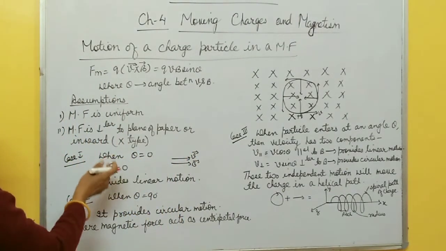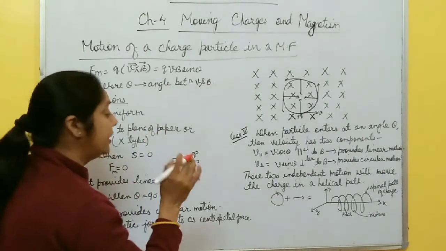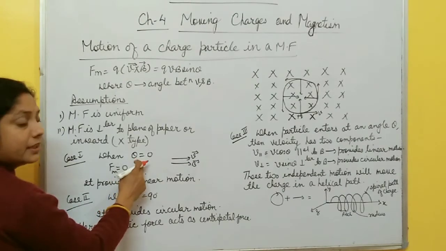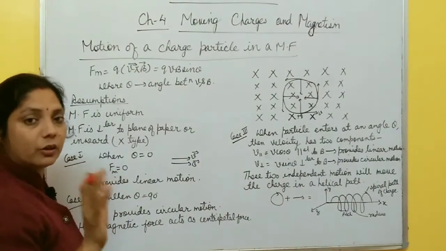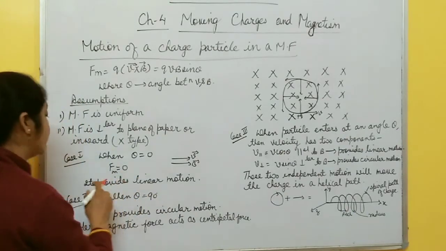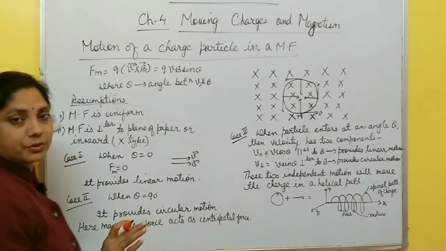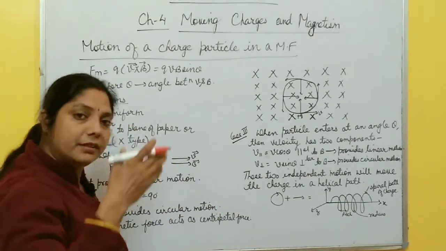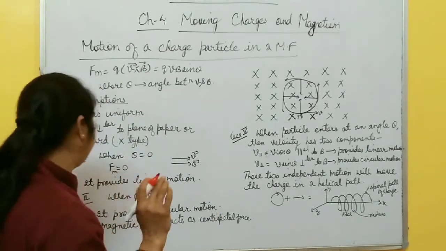Now, if a charged particle enters this magnetic field in the direction of the magnetic field, it means V and B are in the same direction. In that case, theta is 0 and the magnetic force is also 0. It means there is no effect on the charged particle. So, this angle theta equal to 0 provides linear motion. In the direction in which the particle is moving, it keeps moving in the same direction. There is no change in direction of the particle, right?